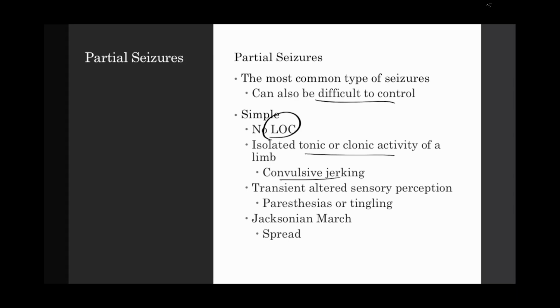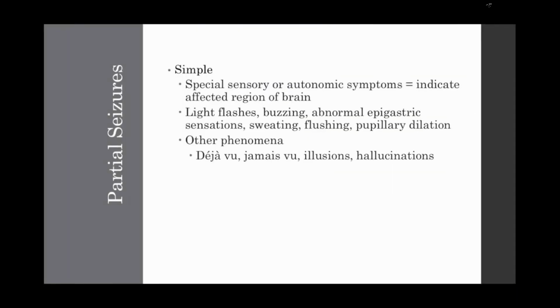They may have transient altered sensory perceptions, so maybe some tingling while it's going on, some paresthesias. They may have that Jacksonian march. Starts in the hand and then gradually works its way up the arm. With simple partial seizures, some sensory or autonomic symptoms. If they do have these sensory issues, that indicates what part of the brain they're having the seizure activity in. Okay? Light flashes, buzzing, abnormal epigastric sensations, sweating, flushing, some pupillary dilation, those are other things they may have.